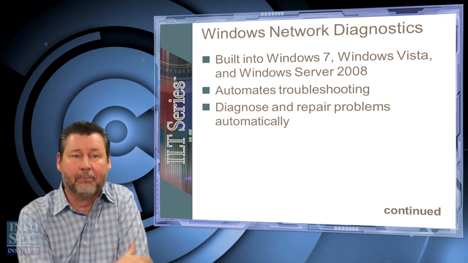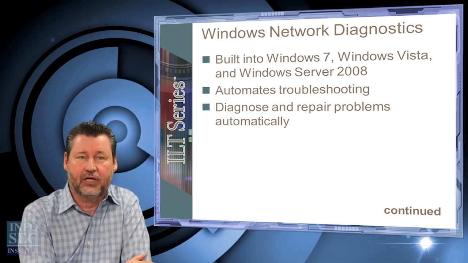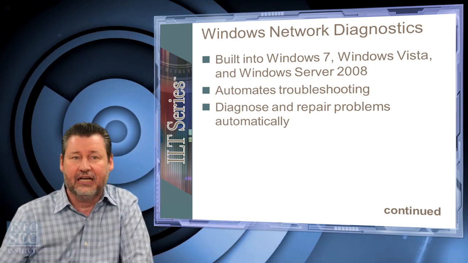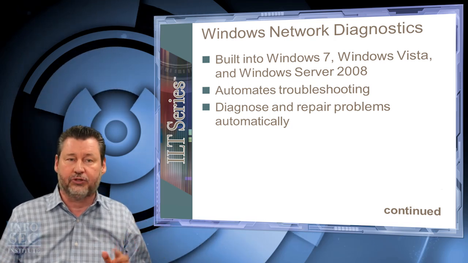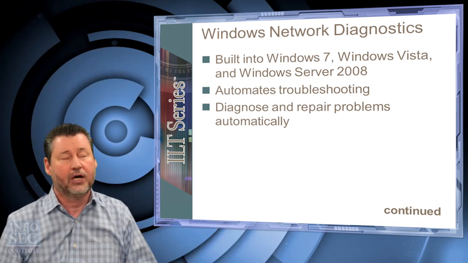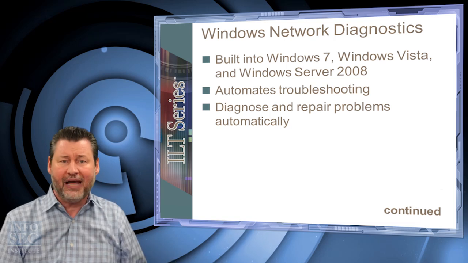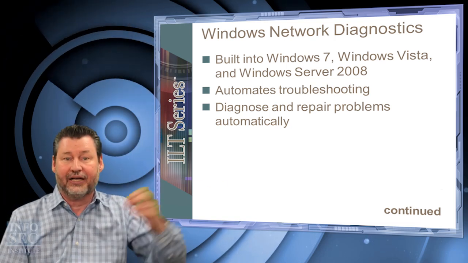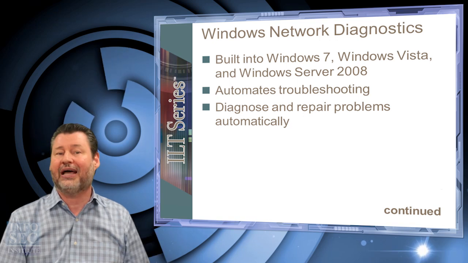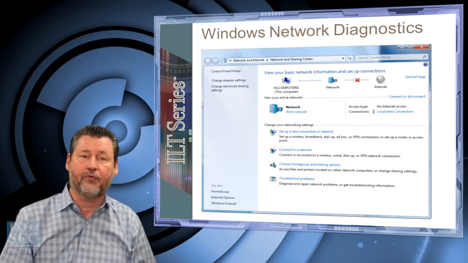Now, Windows has some built-in network diagnostics, built into 7, Vista, and into some of the newer server platforms. It helps to automate the troubleshooting, diagnose, and repair some problems automatically. You can do these steps manually, but it can do a lot of them for you. You can release an adapter setting, try to renew it. Instead of having you manually do it, it'll do it for you.